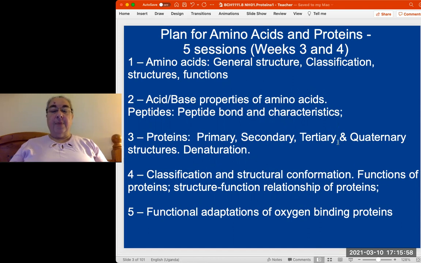Then we'll think about how proteins are formed, with primary, secondary, tertiary and quaternary structures. We'll think about classification of proteins and the functions of proteins. And we'll finish by looking at oxygen binding proteins as an example of a very specific type of protein carrying out a specific function. So that's the plan for the next few lectures, and these of course will all be recorded.